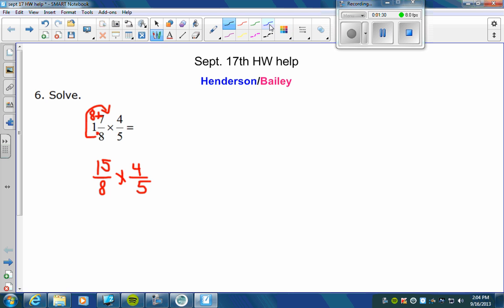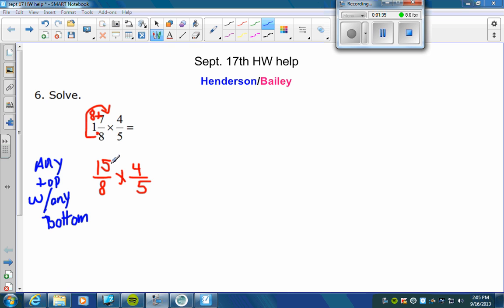But there's a rule here, guys. We can reduce any top with any bottom. So if I look at this top 15, it can't reduce with the 8, but it can reduce with the 5. 5 goes into 5 one time, and 5 goes into 15 3 times. So now that becomes a 3. Any top with any bottom again. So 4 can go into 8. So 4 goes into 4 one time, and 4 goes into 8 twice.